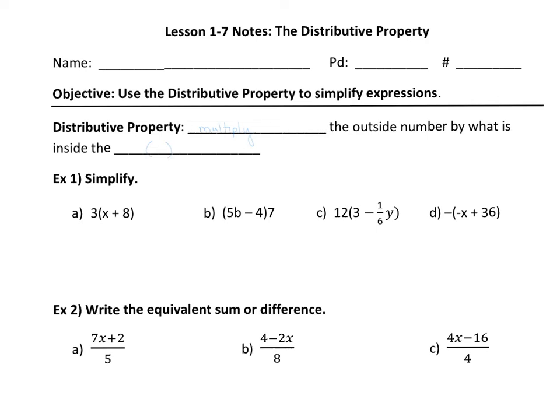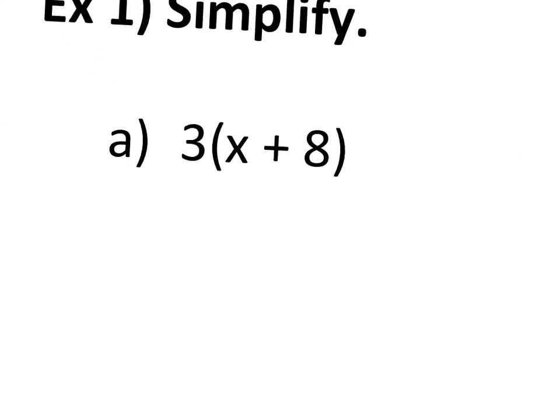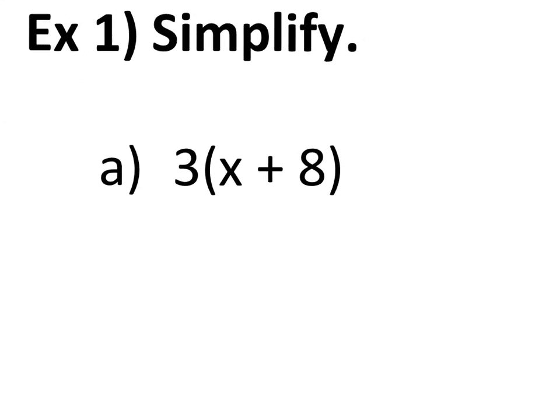We're going to be working in lesson 1-7 today. So we're going to be working on the distributive property, okay? So now the distributive property is where we multiply the outside number by what is inside the set of parentheses, okay? So when we look at example 1a here, we're going to take the 3, because it's outside, and we are going to distribute it or multiply it by what's on the inside.